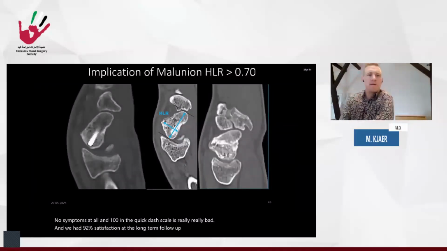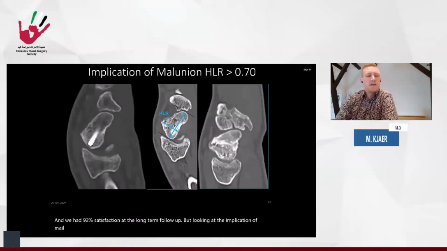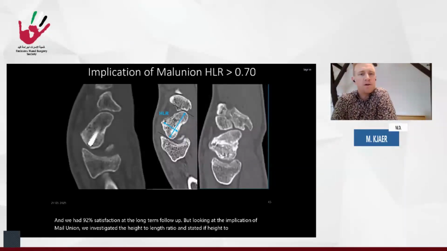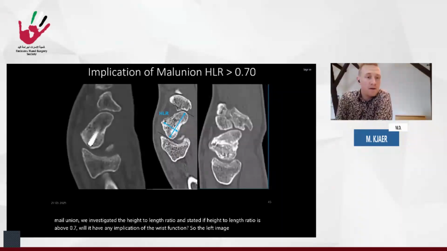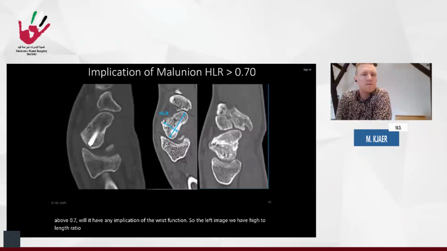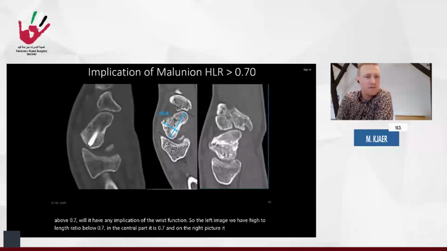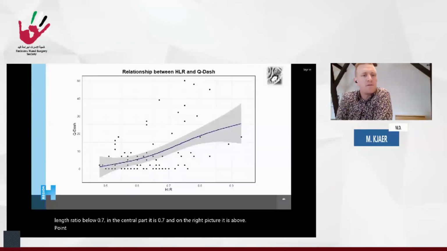But looking at the implication of malunion, we investigated the height to length ratio and asked: if the height to length ratio is above 0.7, will it have any implication for the wrist function? In the left image, we have a height to length ratio below 0.7. In the central part, it is 0.7, and in the right picture, it is above 0.7. And looking at the graph here, we can see that with increasing height to length ratio, the patient will have a higher QuickDASH score at long-term follow-up.